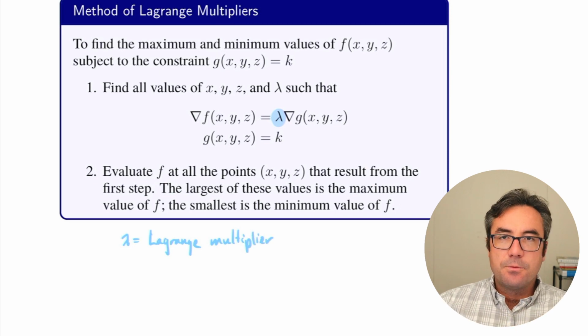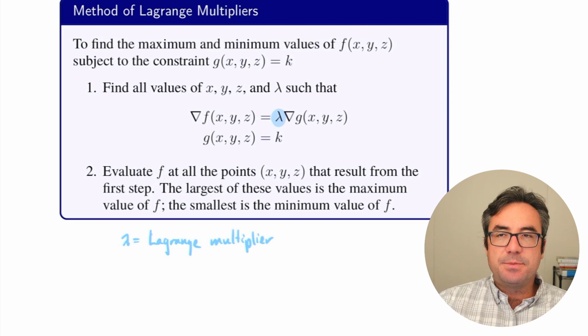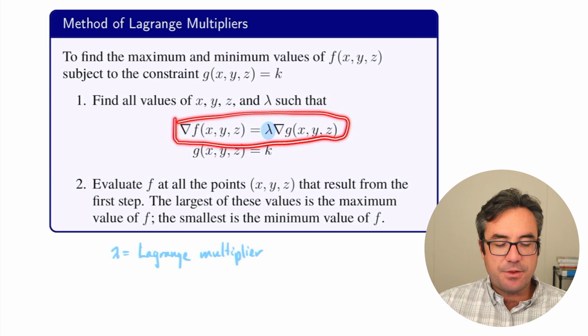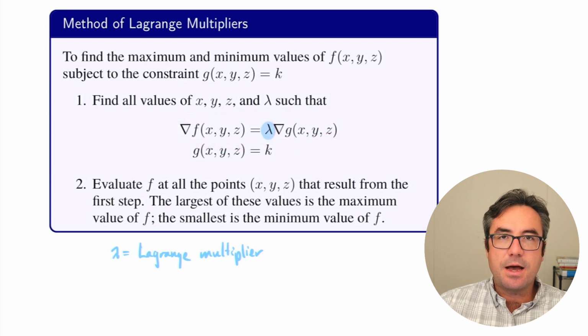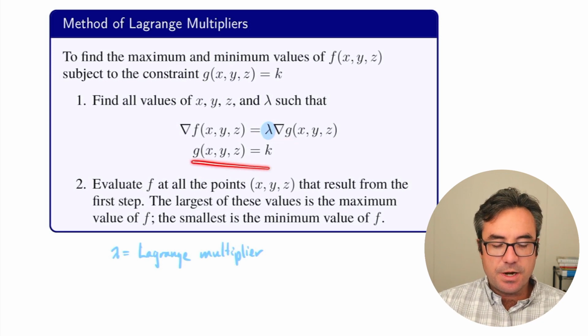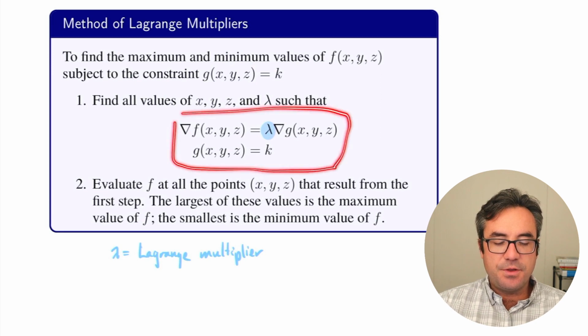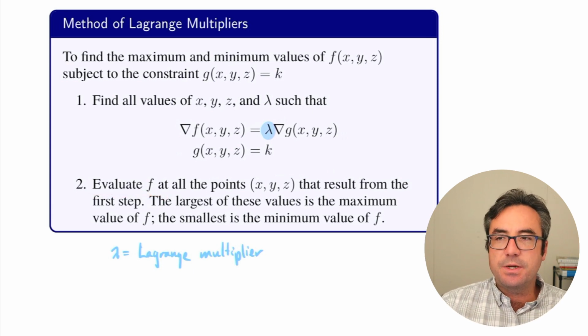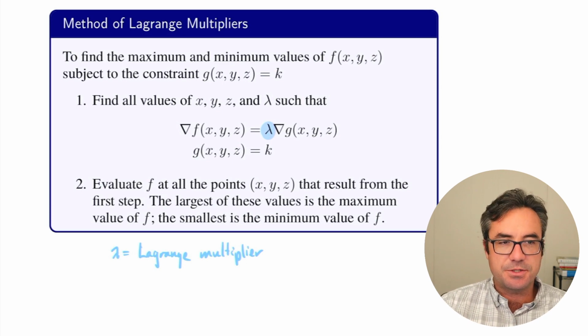All right, so when we go to solve an optimization problem like this with a constraint, we're first going to set up our Lagrange equations. We set the two gradients equal to each other and then put a constant in front of the gradient for g. We're also going to have our constraint equation to work with. Then we're going to solve these equations for x, y, z, and maybe lambda. Then we'll plug into our original function f and see which one gives us the largest and which one gives us the smallest.